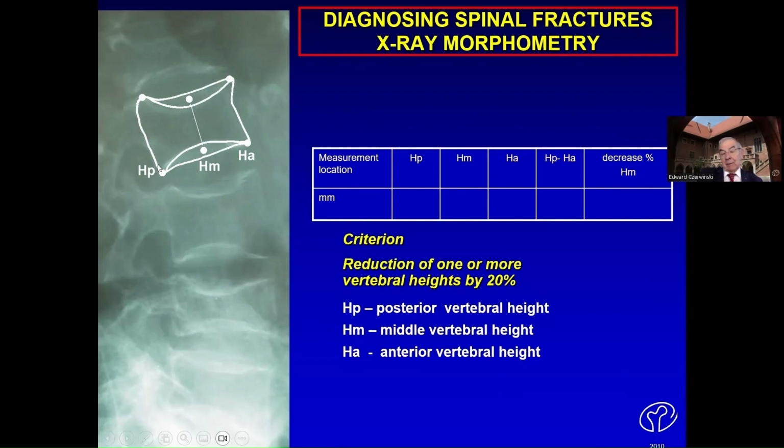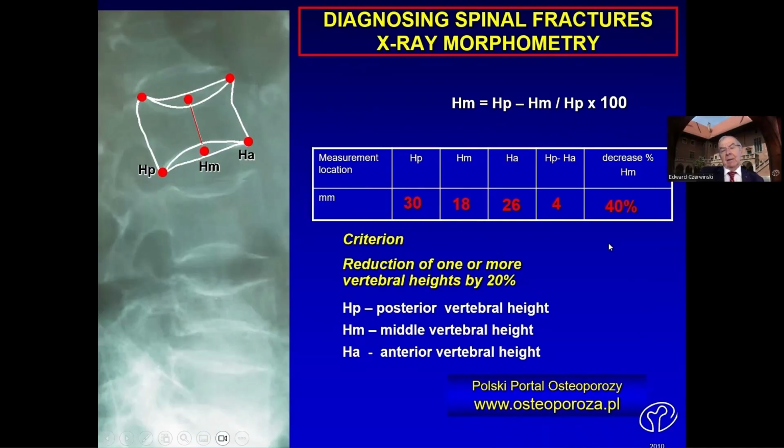If the posterior is broken, we use the vertebral body above or below. So here is our patient, and we measure the posterior, 30 millimeters. We measure the medial, 18 millimeters. And now we calculate posterior minus medial divided by posterior, which gives 12 divided by 30, that is 40%. That means this is a fracture, no doubts.